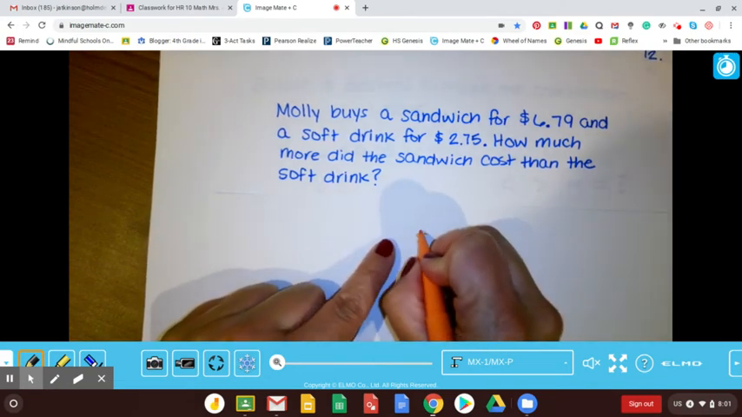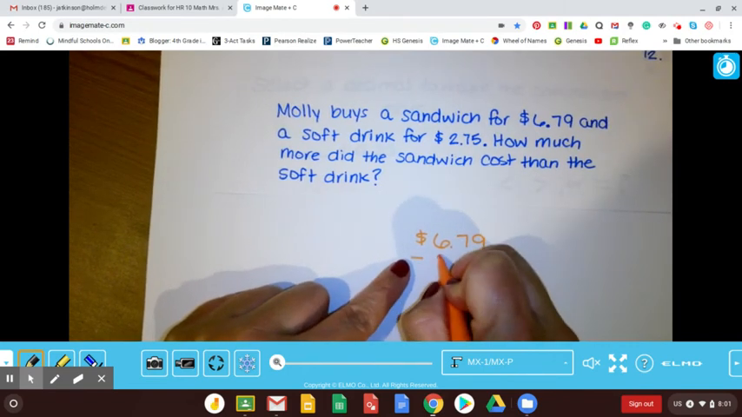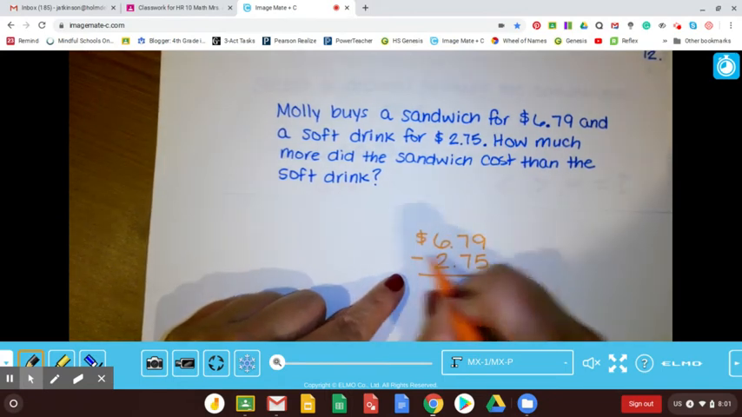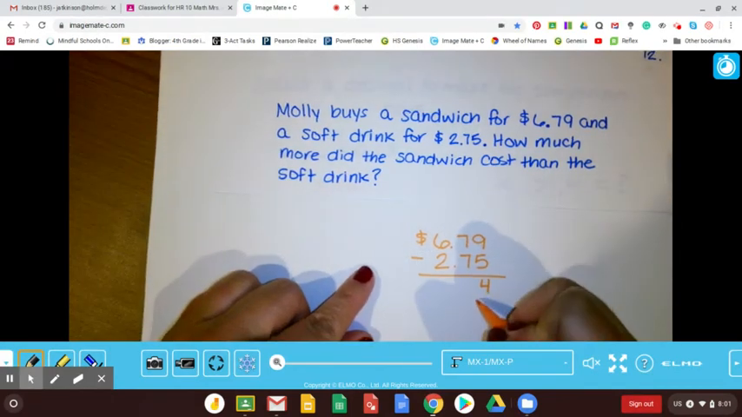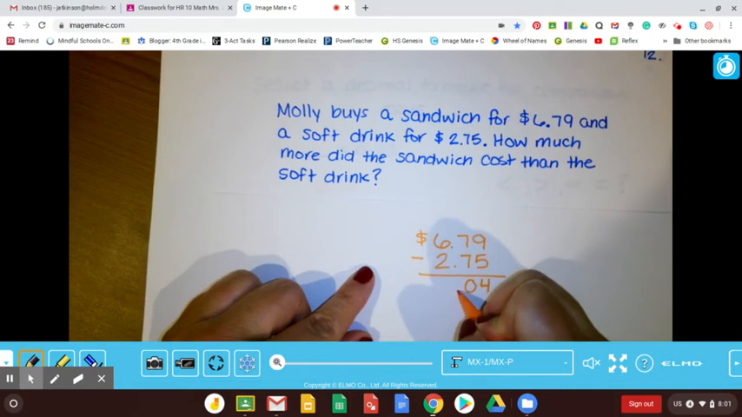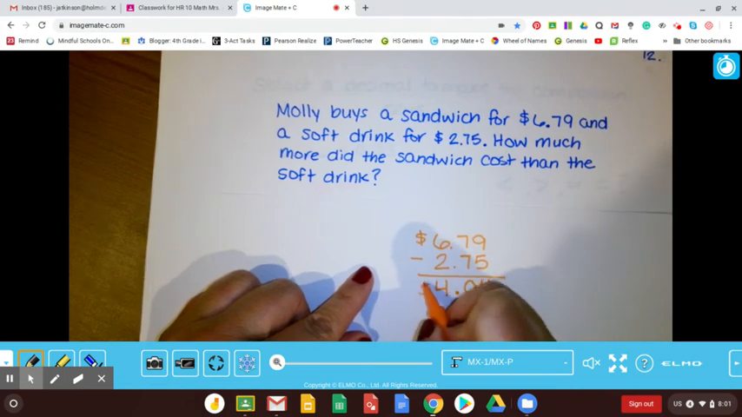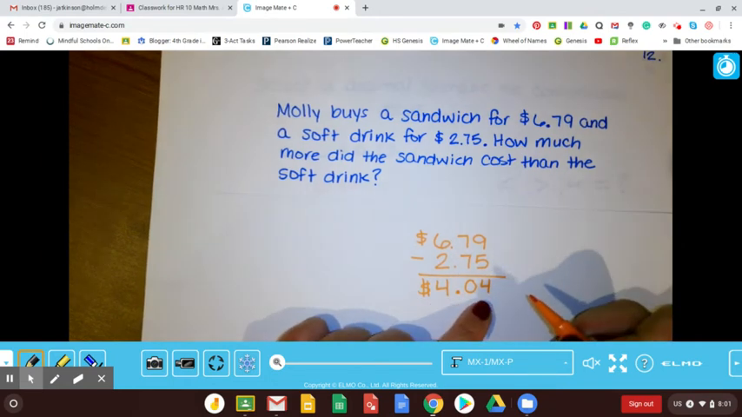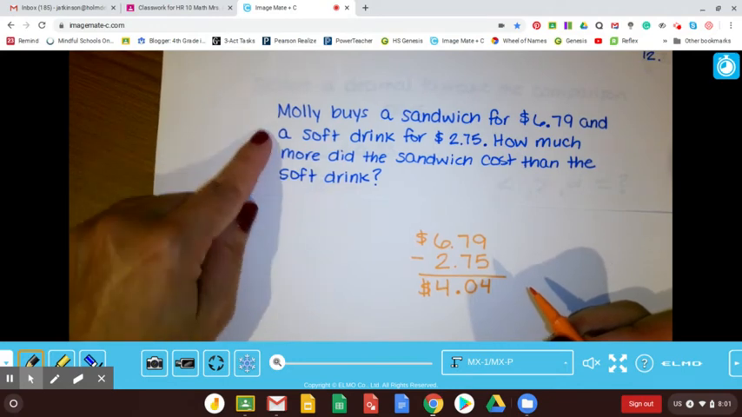So I'm going to take the greater amount, which is 6.79, and subtract the lesser amount, which is 2.75. So 9 minus 5, well, 5, 6, 7, 8, 9, so that would be 4. 7 minus 7 is 0. I want to make sure I bring down that decimal point. And 6 take away 2 would be 4. So my answer would be, with a dollar sign, $4.04.